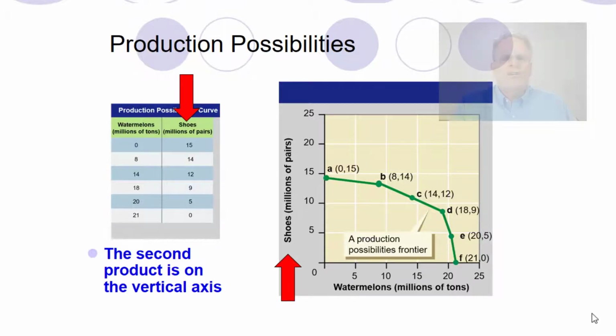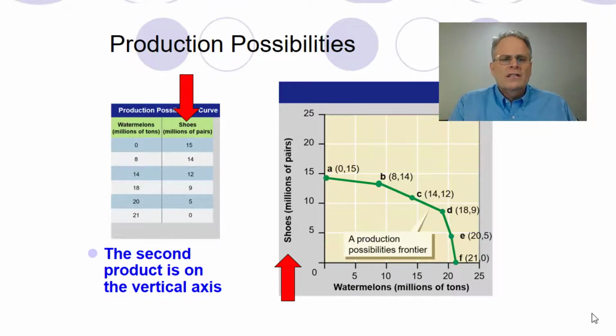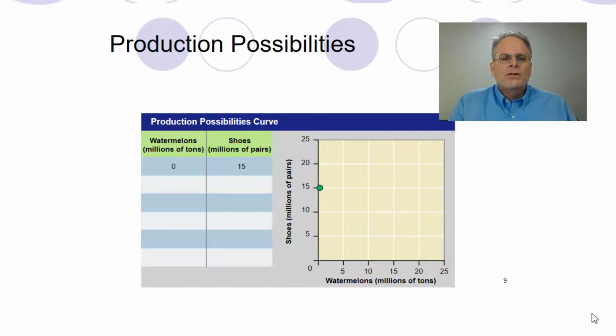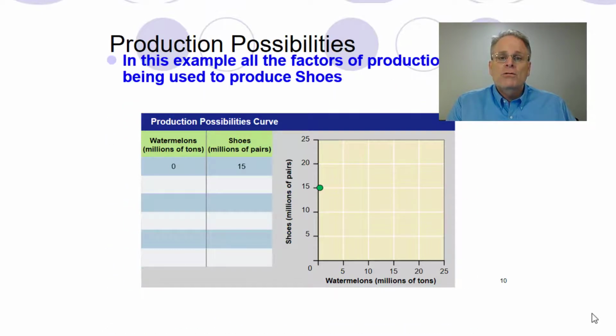So how do we chart a graph? Well, look at the schedule. In this case, we have 0 tons of watermelon, so we go to our horizontal axis at 0. And we have 15 million pairs of shoes, so we go to 15 on the vertical axis. So in this example, all the factors of production are being used to produce shoes.